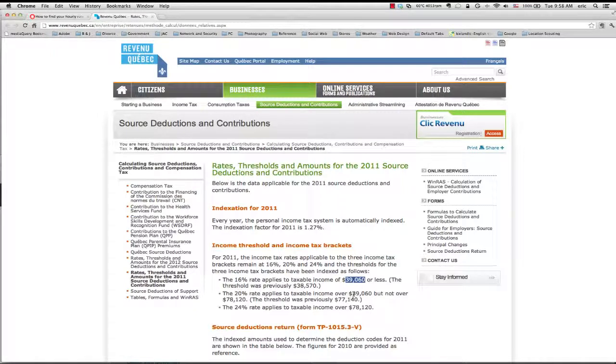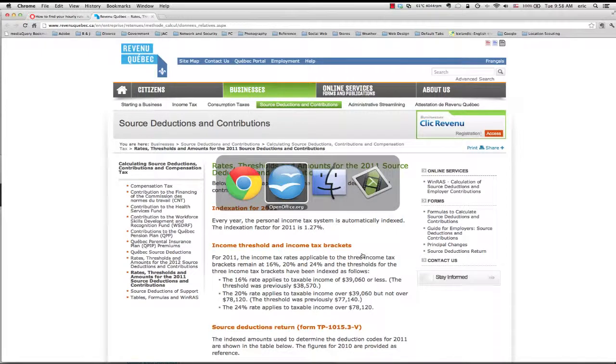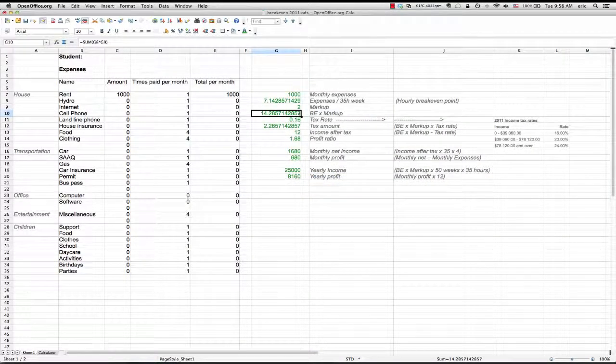If you're making over $39,060 but less than $78,120, you pay 20%. So basically $1 out of every 5 goes to the government. And if you're making more than $78,000 a year, you're paying 24% taxation. So over here, we've got the numbers there, and I put 16% over here because the total that I've got is below 39,000. So you are spending 1,000, okay?